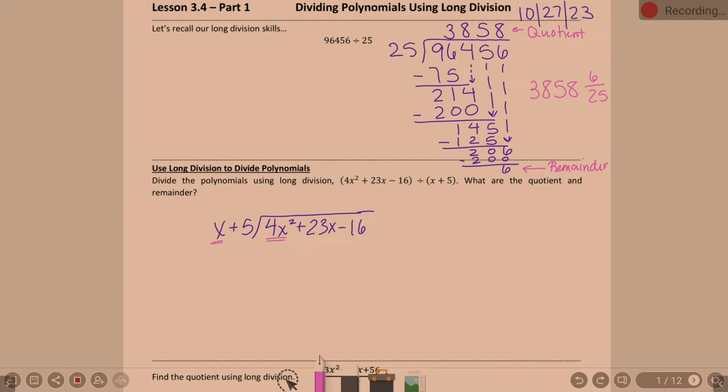In elementary, we kind of said, how many times does this go into this? So we're thinking, how many times does x go into 4x squared? We're distributing.